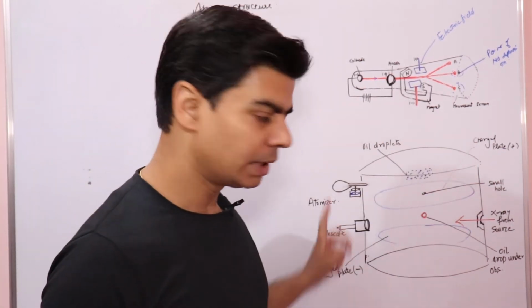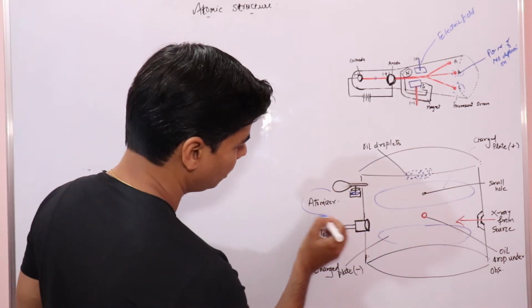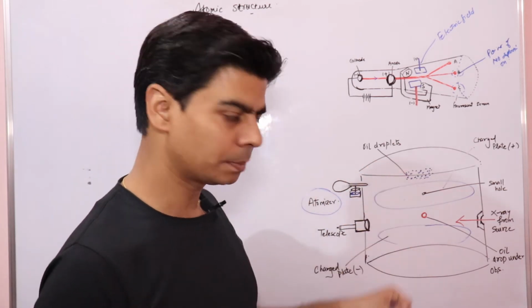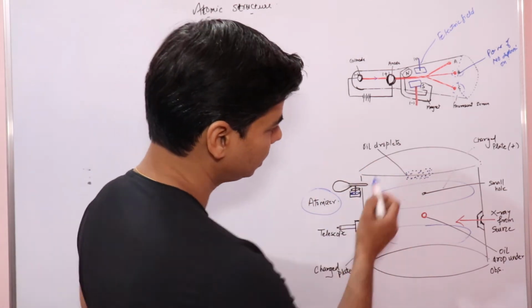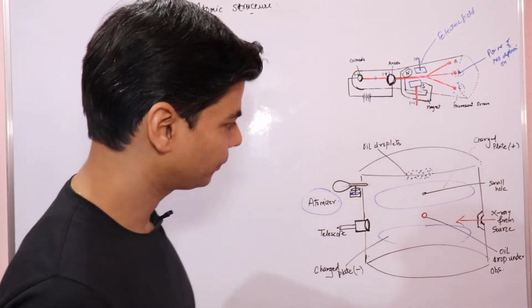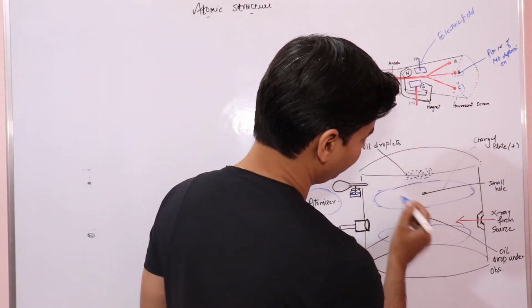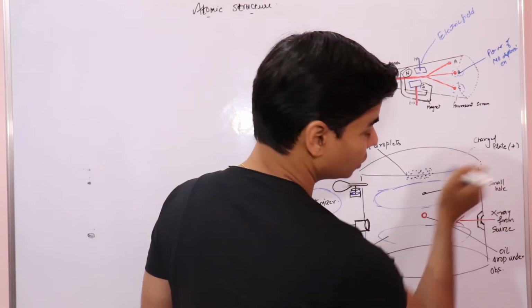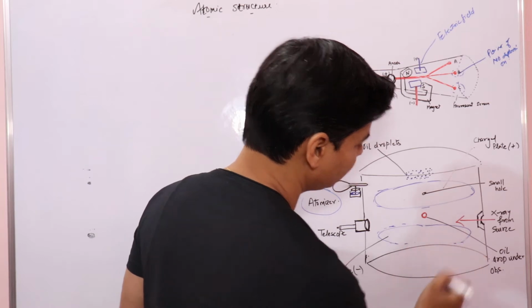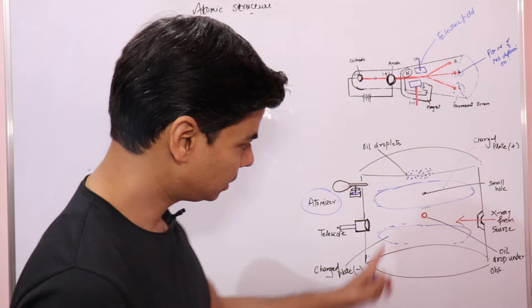This is the arrangement of Millikan's oil drop technique, where you see this atomizer. Using this atomizer we spray these oil drops inside. These are oil droplets which are produced using this atomizer. Now this is a positive plate, and this is your negative plate. Using this positive and negative plate, we will apply an electric field in this region.